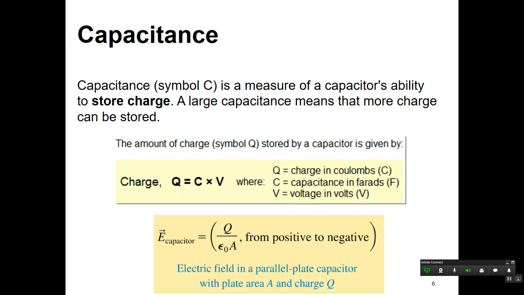What else stores charge that you guys might know about? Very common in your lives. Batteries, exactly. Batteries store charge, and so do capacitors. And capacitors can be used as a power source for certain things. You guys have seen a camera flash, that's a capacitor. You guys have seen defibrillators, those are capacitors. You've seen lightning strikes, that's a capacitor.